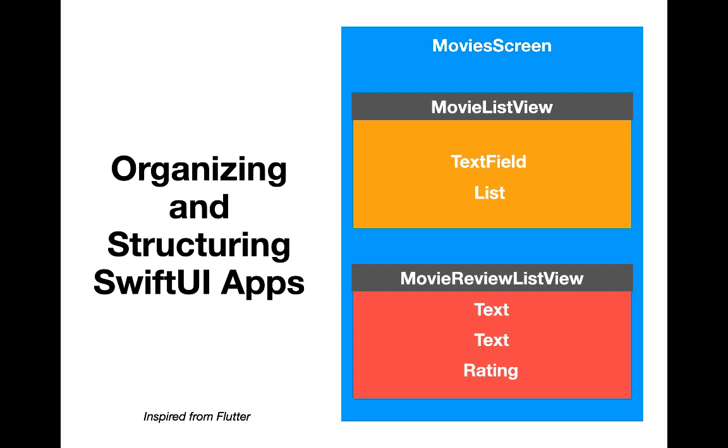Movie list view or movie review list view can contain different controls like text field control, list control, text control, rating control, and so on. By creating such a hierarchy and organizing your SwiftUI application in this way, you always have a parent like movie screen and movie list view, which can accommodate the children inside the parent. So now let's go ahead and take a look at how we can use what we have learned in creating a very simple application with some dummy data using the same organization and structuring principles that we just learned.